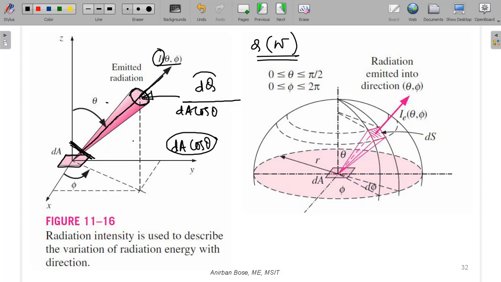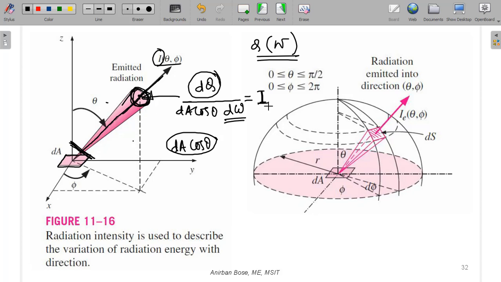So this is the rate of radiation that is going out per unit area, which is normal to that direction, per unit solid angle. Per unit solid angle means divided by d omega. So around that direction, if you consider a very small solid angle, d omega, then this is the definition of intensity of radiation in that direction. So this is the total intensity.